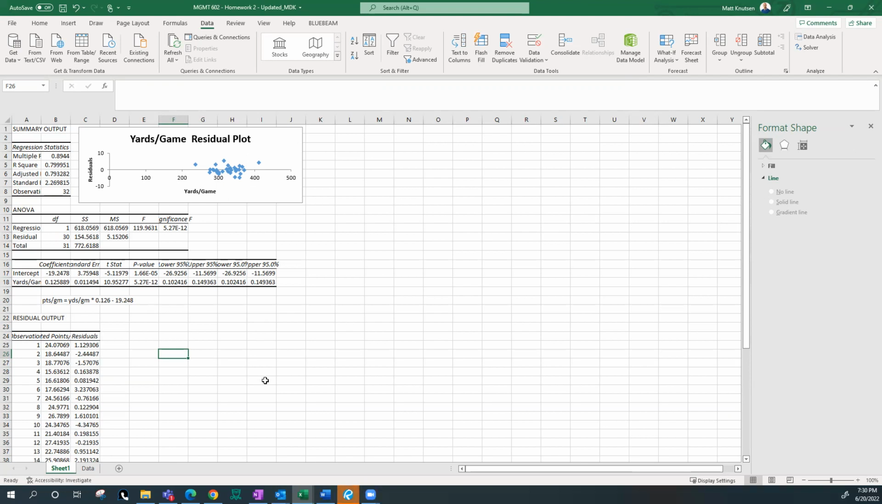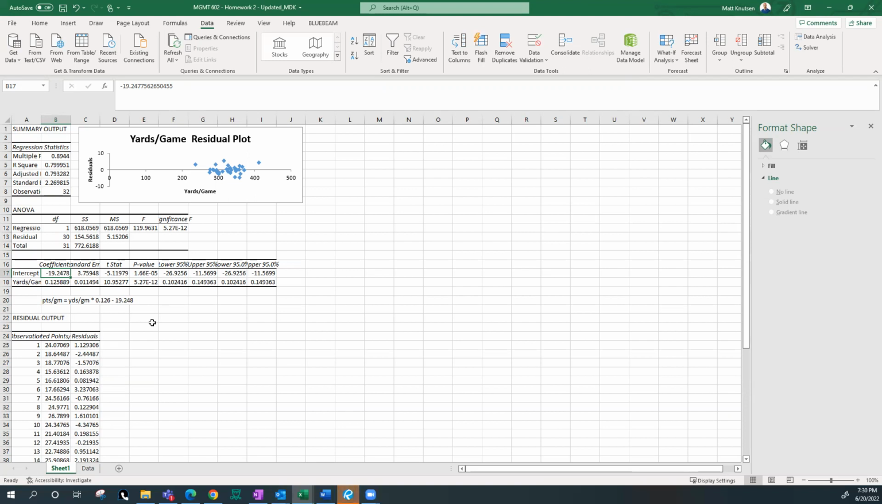I have a question for you, Matt. Why is it minus instead of a plus 19.248? Because it's going down. Negative. I can't really tell from that residual plot though that it's going down. Can you guys tell? Well, actually, intercept, I believe. Yeah, that just means when you have 0 yards. Oh, I see. And the coefficient's already negative anyway, right? Yes. So, never mind.